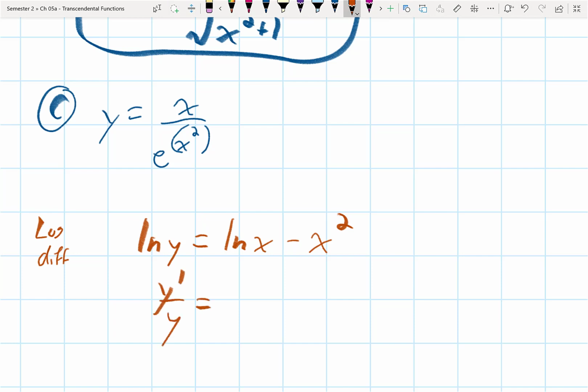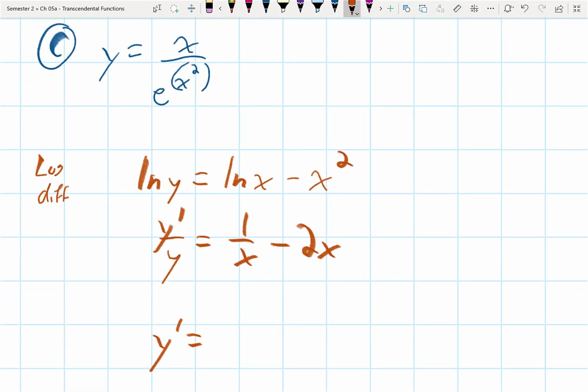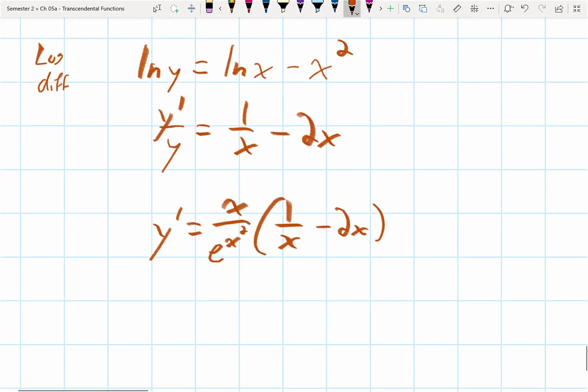When you take the derivative of ln of x, that is 1 over x, and the derivative of x squared is 2x. Then just multiply both sides again by that y. y was x over e to the x squared, times 1 over x minus 2x. And if I simplify that by actually distributing the x back in, I'd get 1 minus 2x squared all over e to the x to the second.